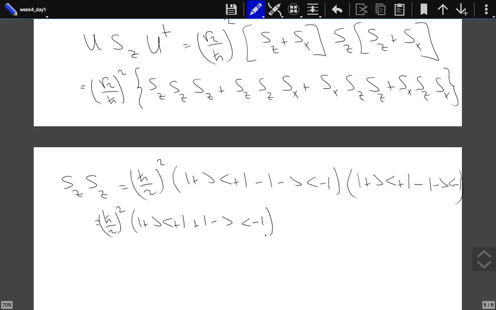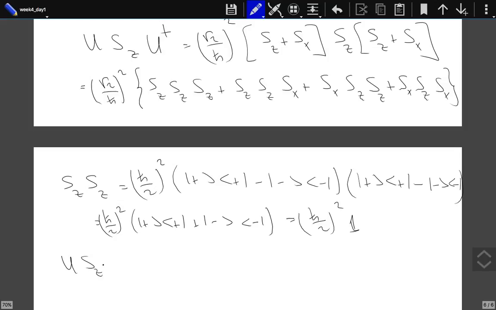You see, this is nothing but the identity operator. These are my eigenkets. I'm just multiplying the ket and the bra of the eigenkets, and summing over all eigenkets. This is just the identity operator. So this is equal to h bar over 2 squared times the identity operator.